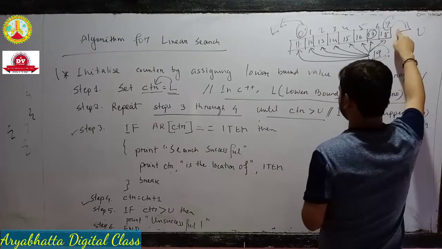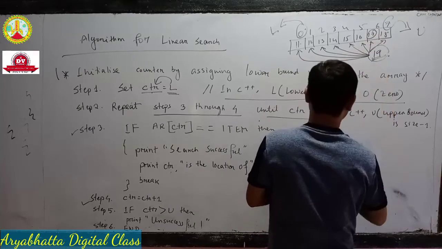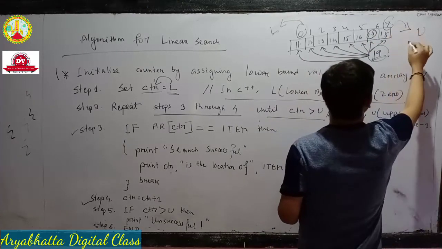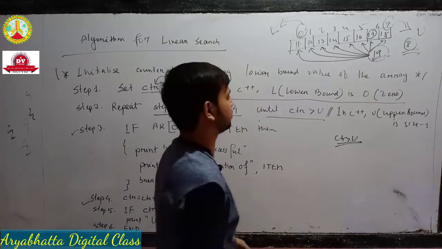CTR greater than UB means it is not possible to go further. Suppose you have to search for index 8 here. Is it possible? No. Why was it not possible?